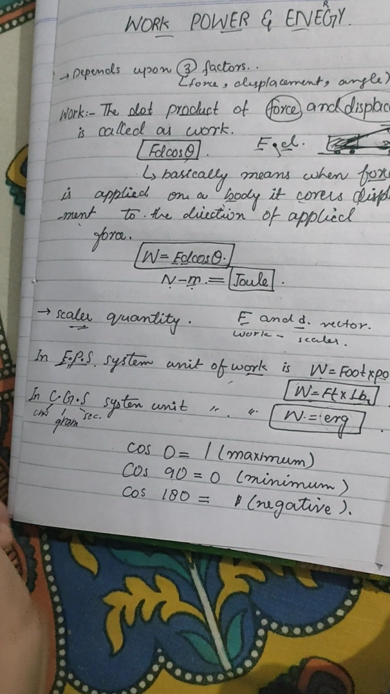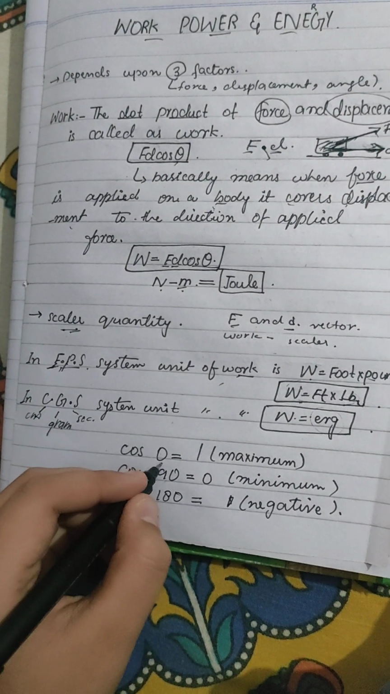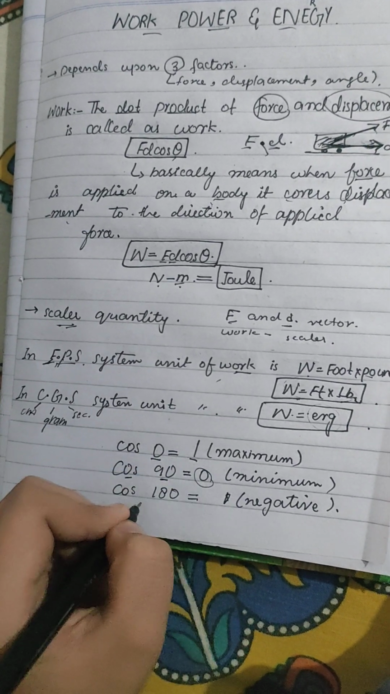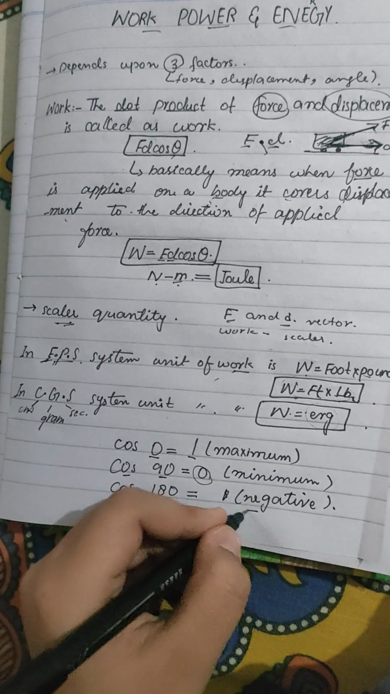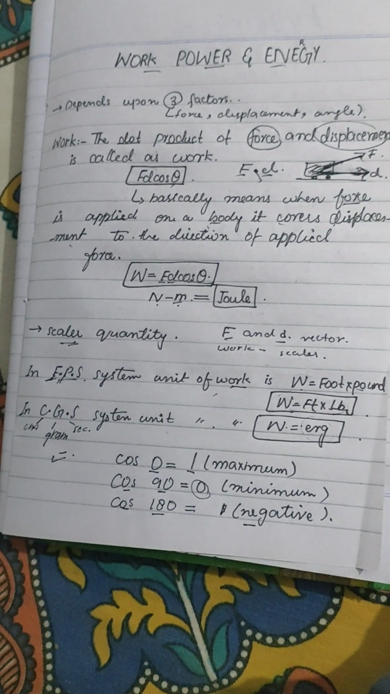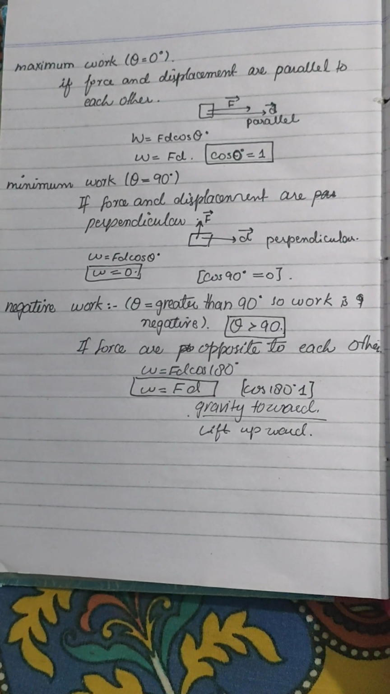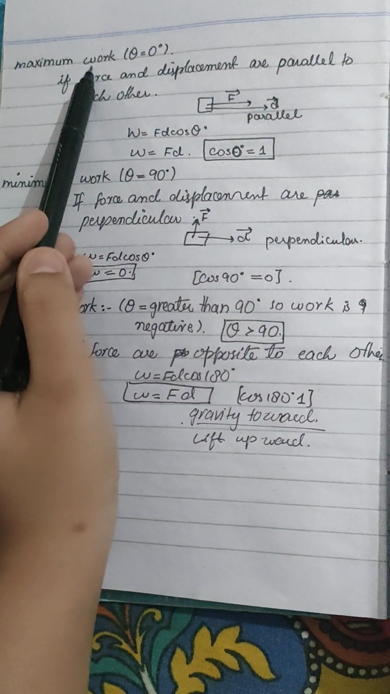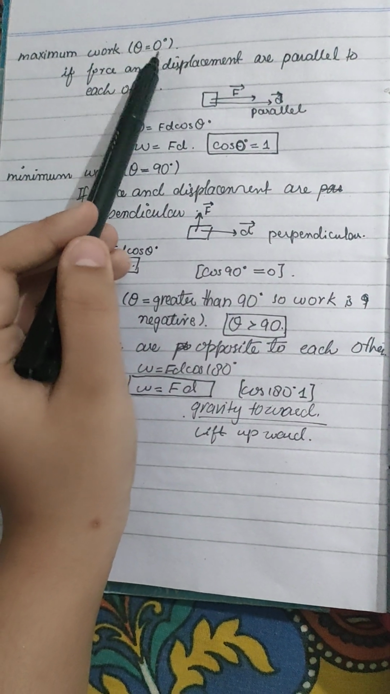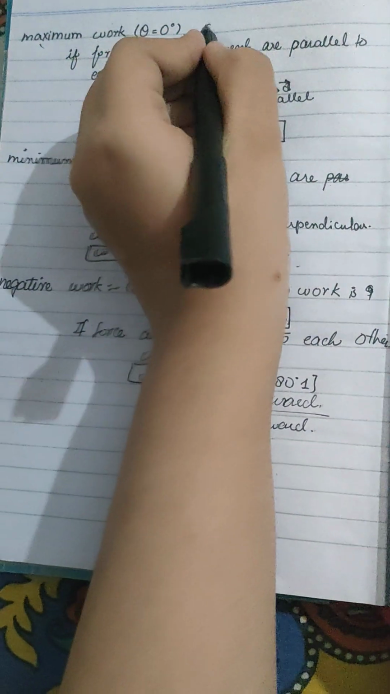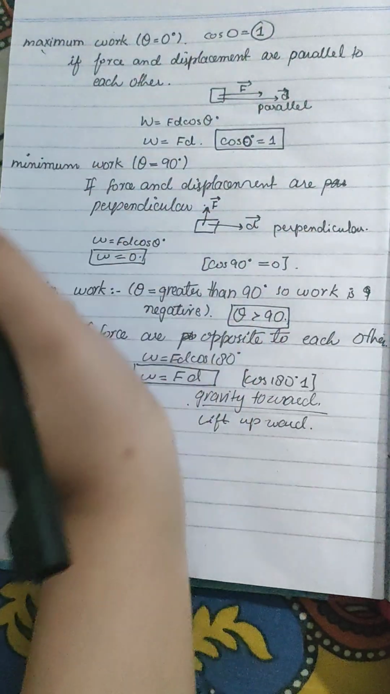Now let's discuss the cos. If we have cos 0, this value will be 1. Cos 90 is 0. Cos 180 is negative. Let's see this in detail. Here I wrote these, dot cos theta. Maximum: when we have cos theta as 0, this means it is maximum, because cos 0 is equal to 1, and 1 is the maximum.